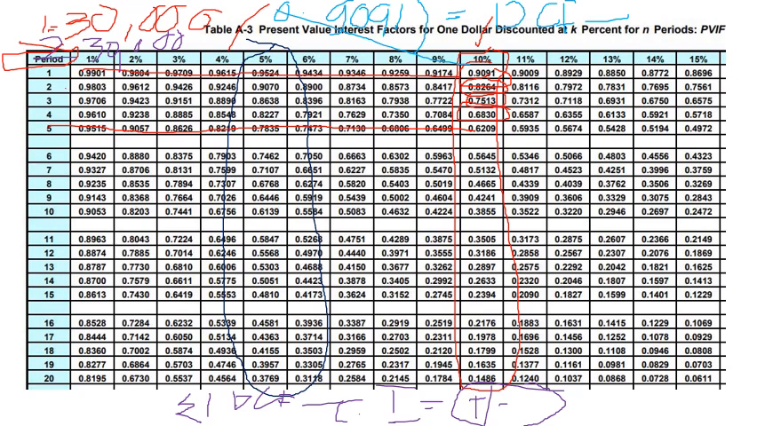So, that ends my lesson for decision technique in capital budgeting, and we studied about NPV, which is net present value.